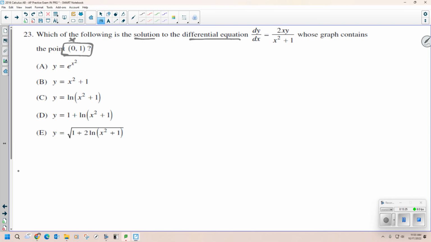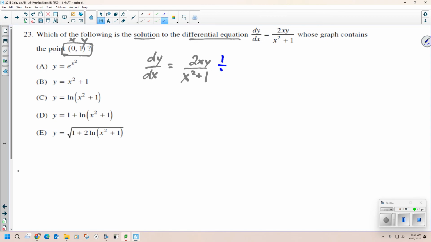When x is 0, y is 1. Okay? Let's start this bad boy. I will rewrite this, even though I hate rewriting, but it's for a good cause. It's for you learning. 2xy over x squared plus 1. All right.